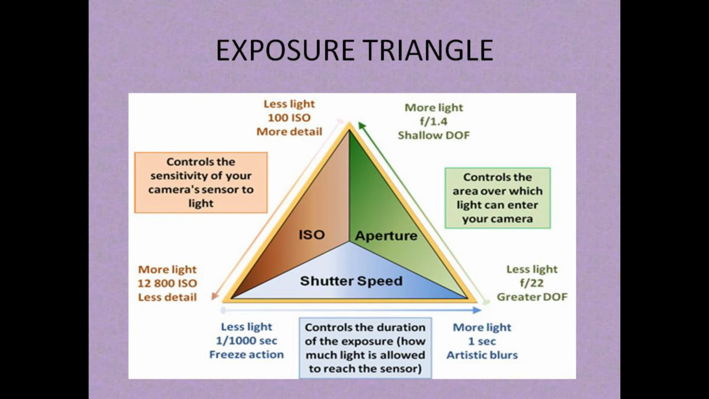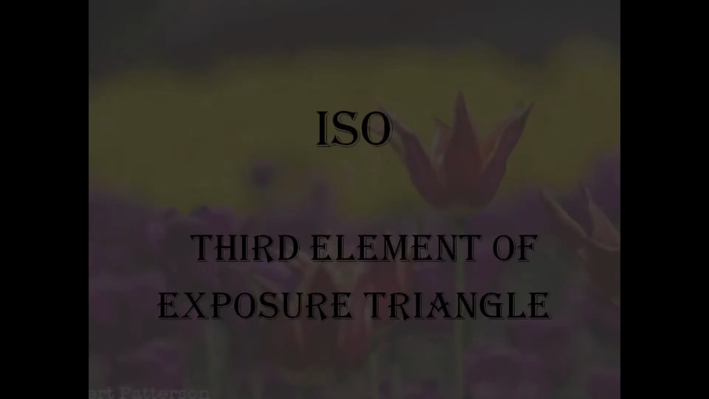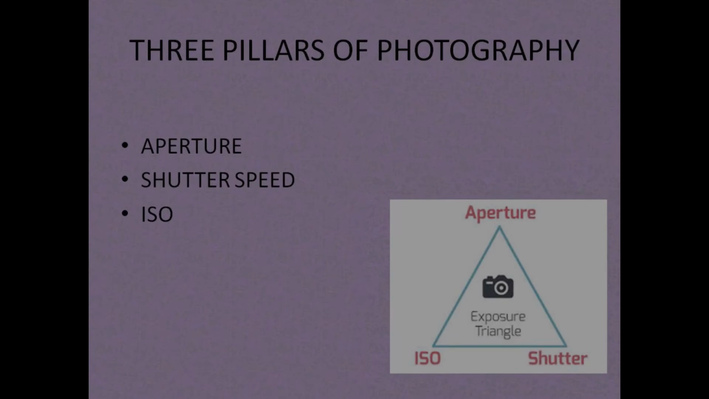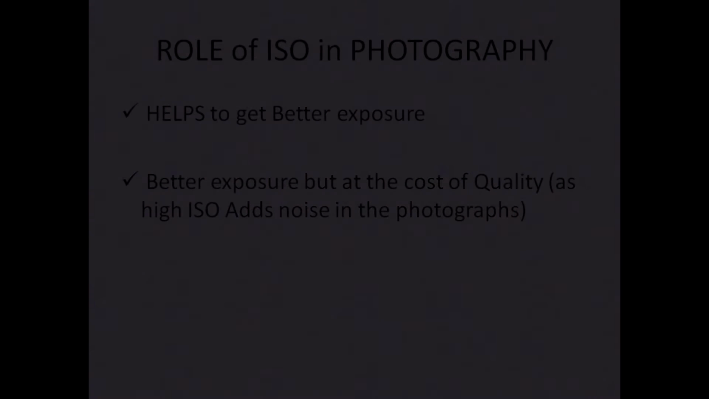In this video we are going to talk about ISO, which is the third element of the exposure triangle. ISO is the light sensitivity of the sensor, which affects detail and sharpness by adding more or less noise. If you have seen the last two tutorials on aperture and shutter speed, which were the first two pillars of photography, in this video we are going to talk about the third pillar, ISO.